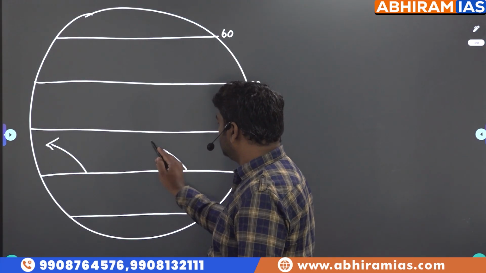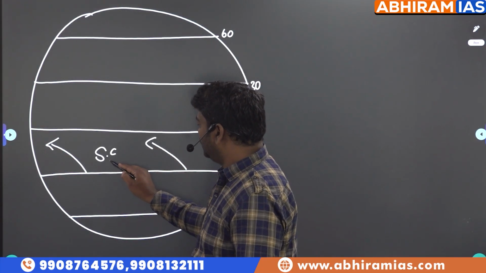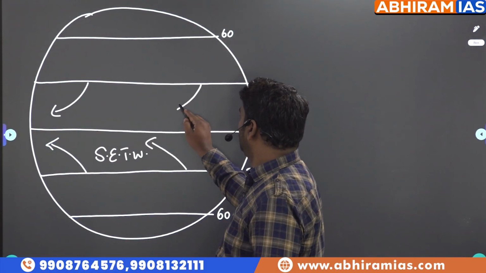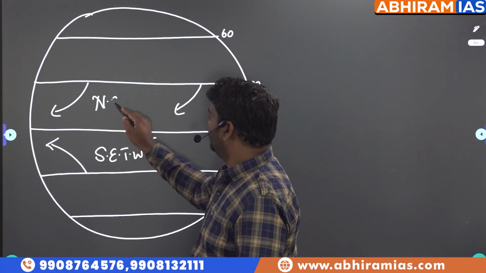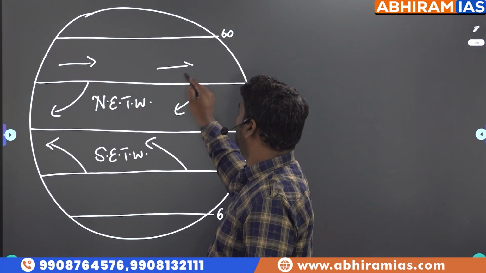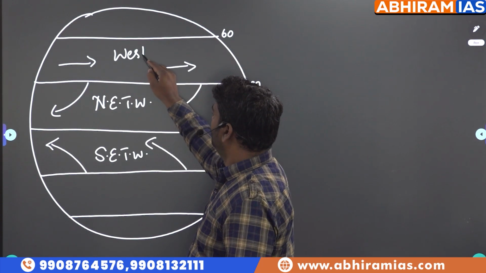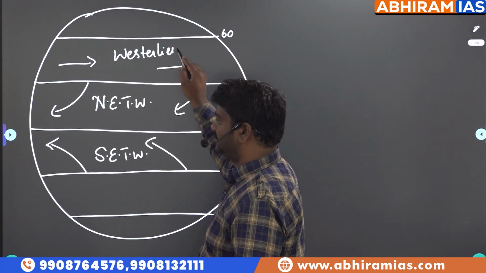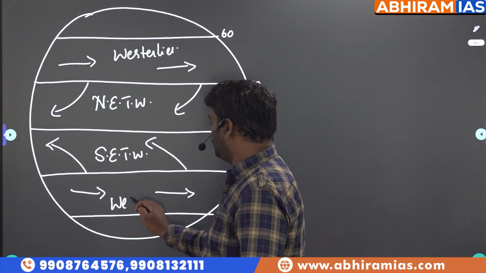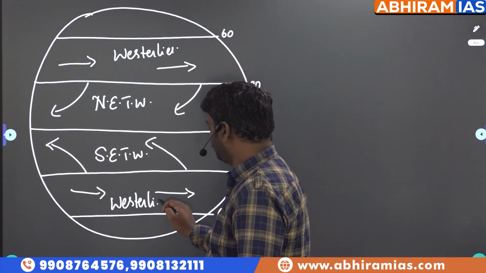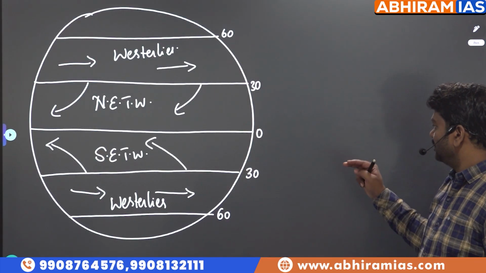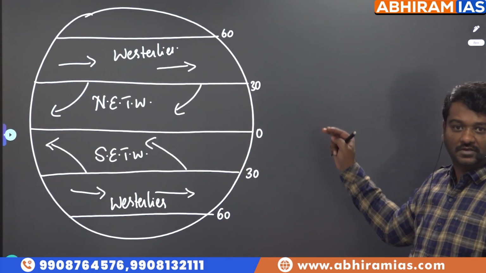which are these winds? Southeast trade winds. These are northeast trade winds. These are westerlies. Here also you will have westerlies. Fine. So first thing is 0 to 30, 0 to 30.